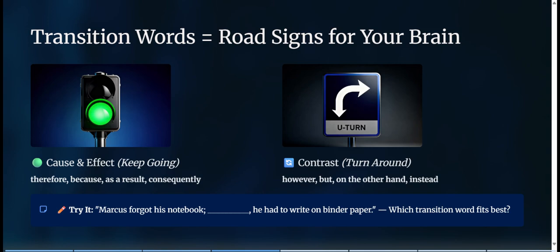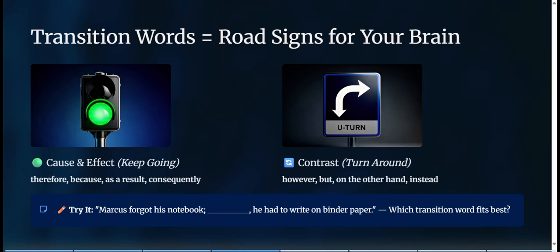Transition words are road signs for your brain. Cause and effect, keep going. Therefore, because, as a result, consequently, these words show cause and effect. Contrast, turn around. However, but, on the other hand, instead, these words show contrast.